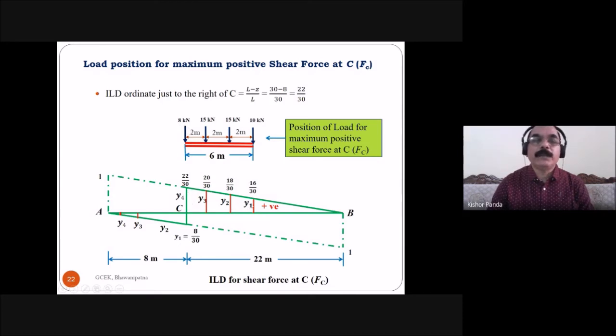Here also you have to find the ordinates Y1, Y2, Y3, Y4 by taking similar triangles. Because you know this Y4 ordinate is 22 by 30. Y4 ordinate is 22 by 30. And here you find Y3, Y2 and Y1 by taking similar triangles.